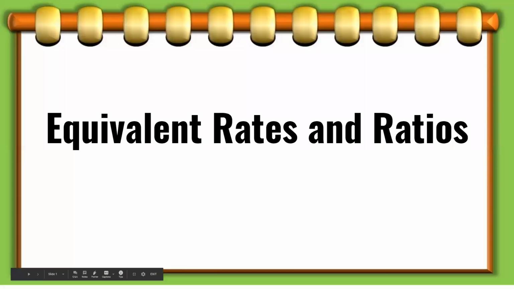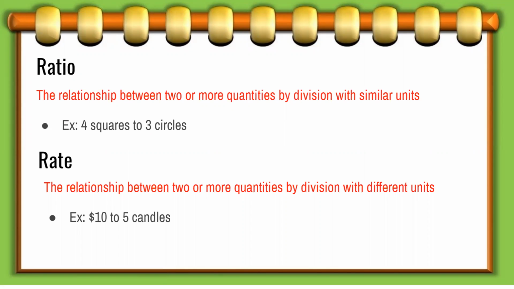All right, guys, today we're going to talk about equivalent rates and ratios. Well, first we want to go back to our definitions. A ratio is the relationship between two or more quantities by division with similar units. And a rate is the relationship between two or more quantities by division with different units.